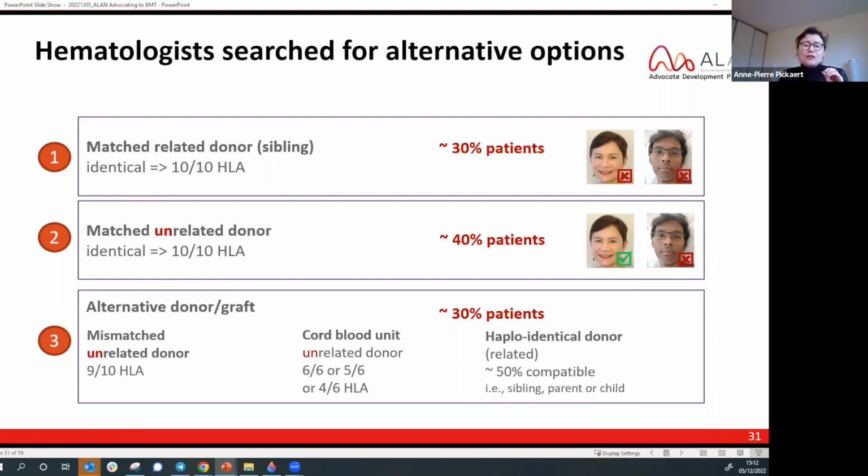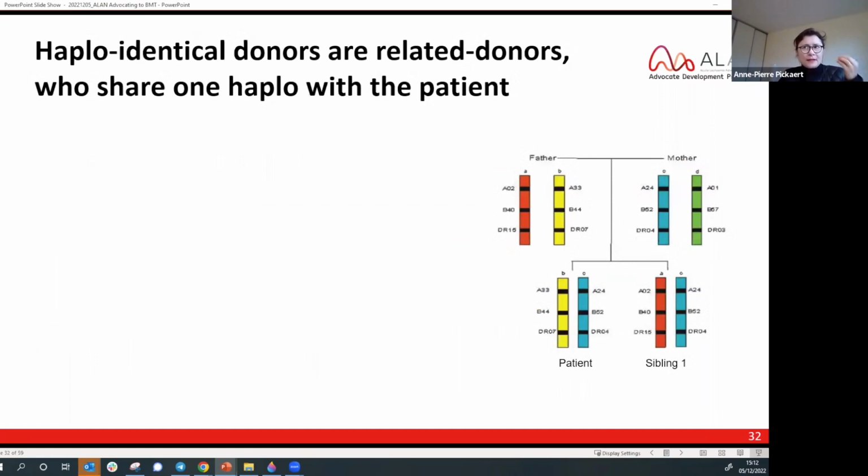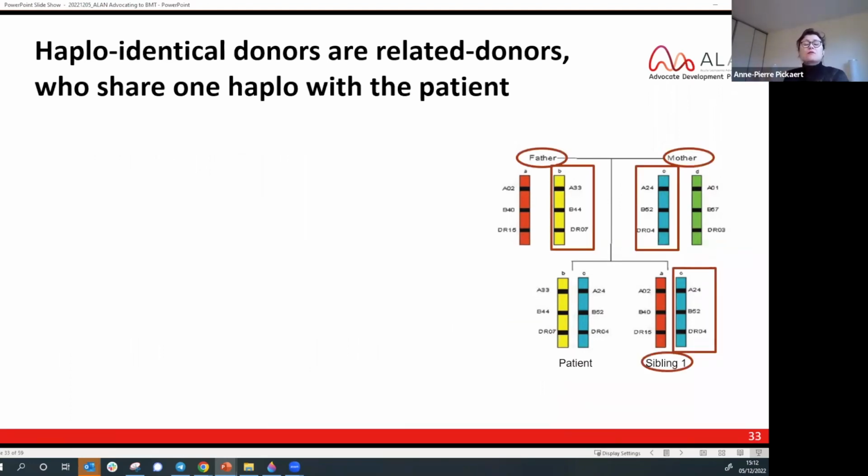Then the third option is called the haploidentical donor. Remember, I was talking about how the HLA system is made of 2 sets. You inherit 1 haplo from your mom, 1 from your dad. So what is a haploidentical donor? It's someone in your family, someone related, who shares 1 haplo with you. And that expands the probabilities. It's not just siblings. It could be a father or a mother.